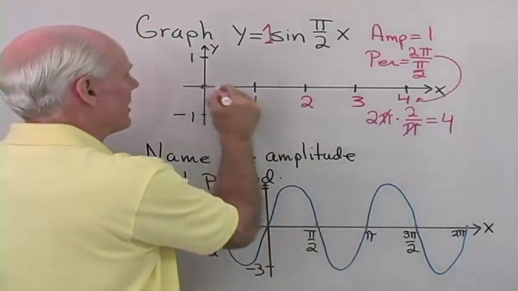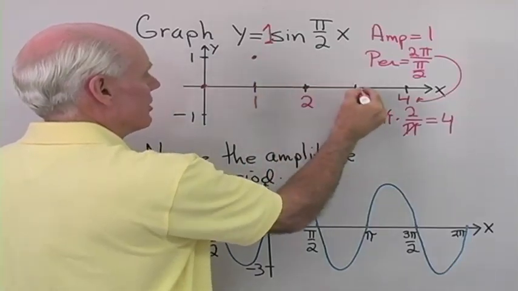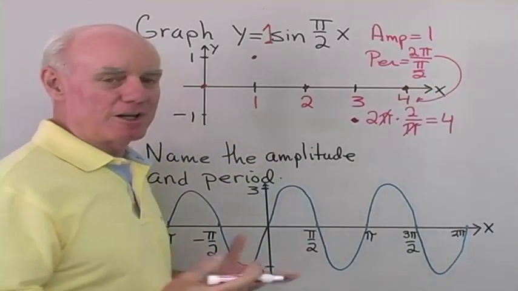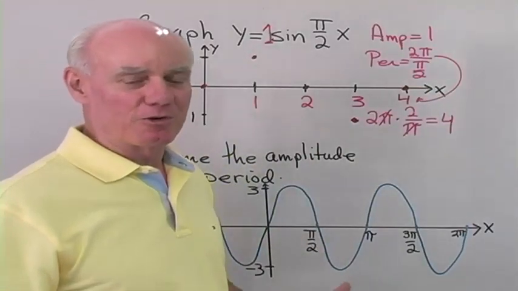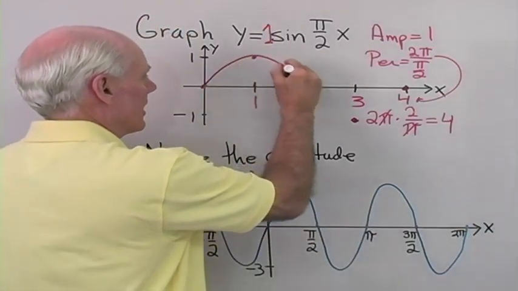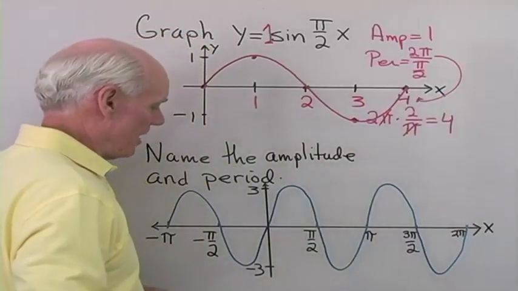Start here at 0. At 1, it'll be 1. At 2, it'll be back down to 0. At 3, it'll be -1. And at 4, it'll be back up to 0. Connect those with a nice smooth curve, and I've got the graph of one complete cycle of this equation. So it should look something like this. Not too bad.